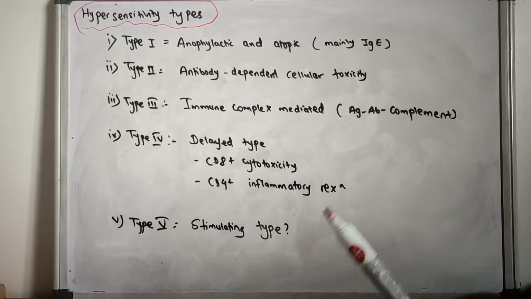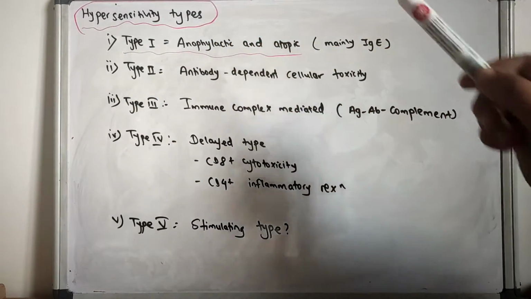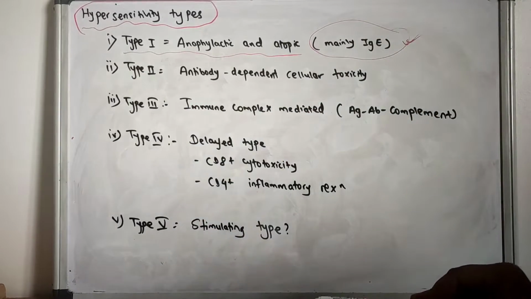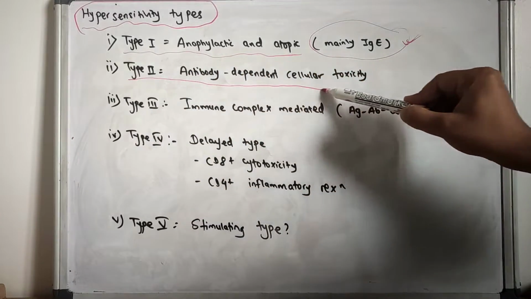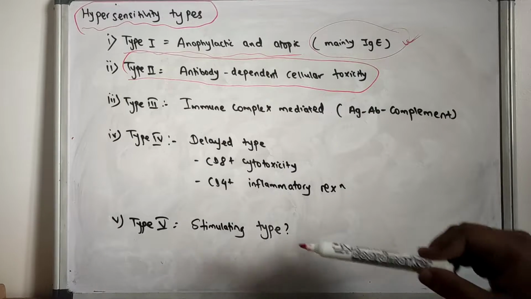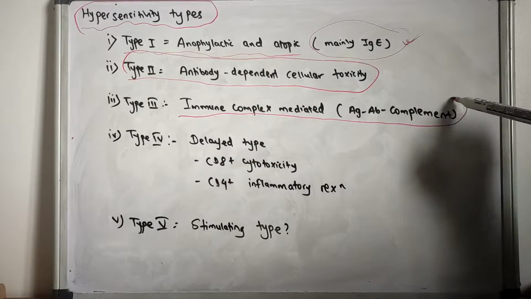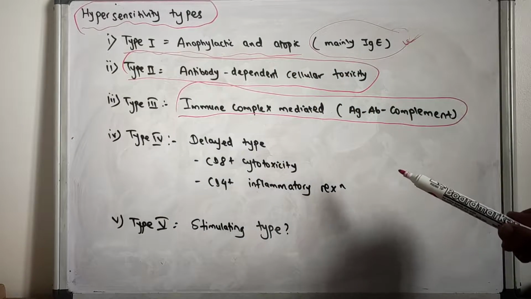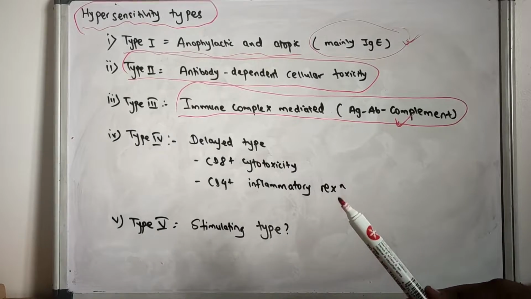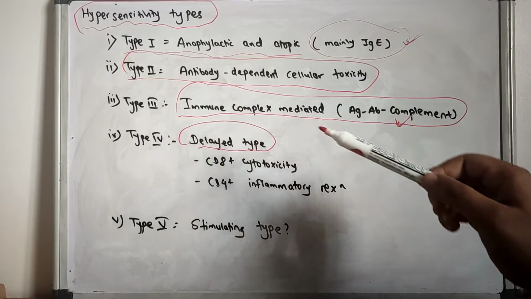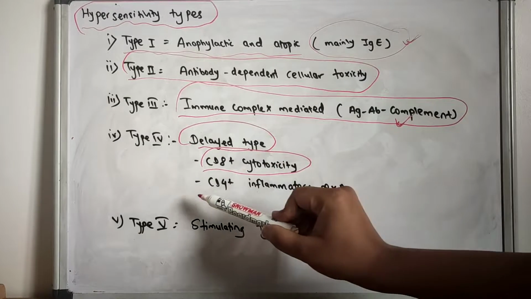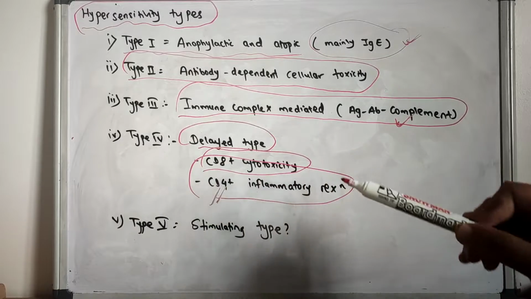The type 1 hypersensitivity reaction is also known as the anaphylactic and atopic type. It is mainly mediated by immunoglobulin E. The type 2 hypersensitivity reaction is the antibody dependent cellular toxicity hypersensitivity reaction. The type 3 hypersensitivity reaction is the immune complex mediated type of reaction. There is the formation of antigen, antibody and complement complexes in the endothelial cells. The type 4 hypersensitivity reaction is the delayed type. Here there is CD8 plus mediated cytotoxicity, whereas there is also an inflammatory reaction caused by CD4 plus T cells.